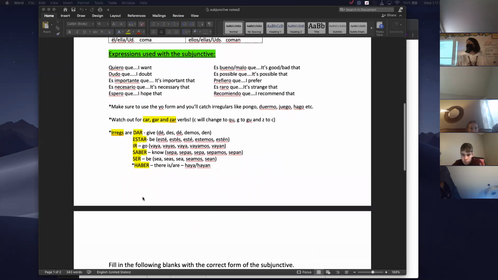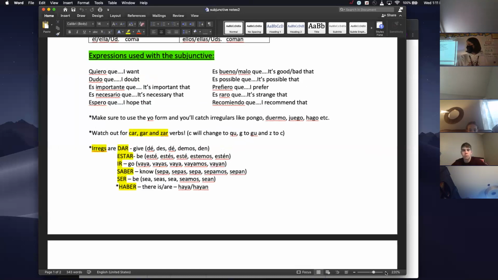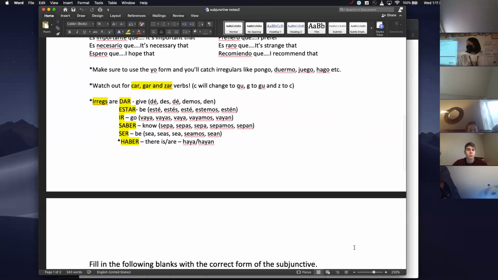I got one thing for you to add, and then I'm going to give you a little something to work on. All right, so listen. Here are the irregulars: dé, esté, vaya, sepa, sea. There's one more I want you to add in. So if you've got a paper copy, I want you to physically add in the word haber. I'll tell you when to use it. It comes up in one of your homework assignments, so I wanted to make sure that I talked about it. It doesn't come up very often, but that's why I left it off. It's kind of a funny one.